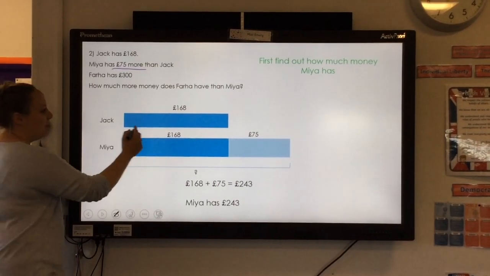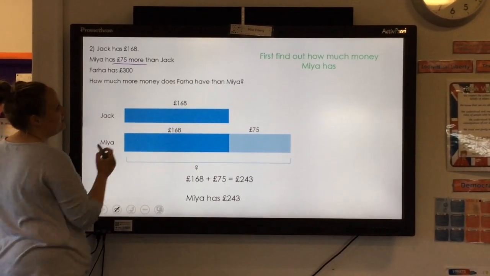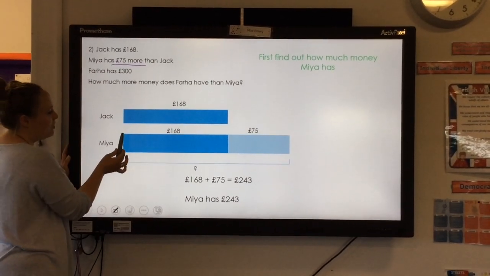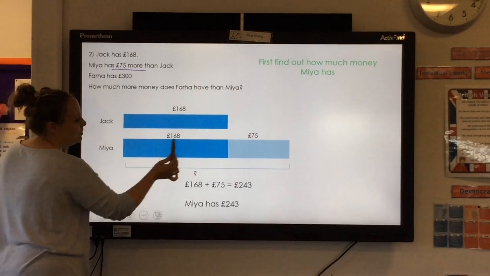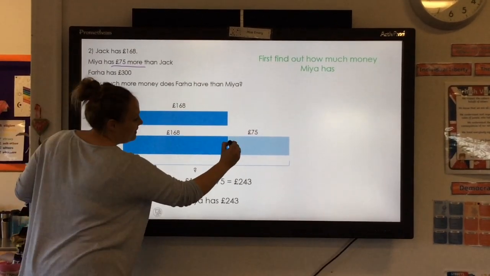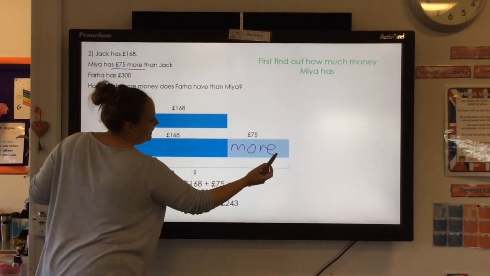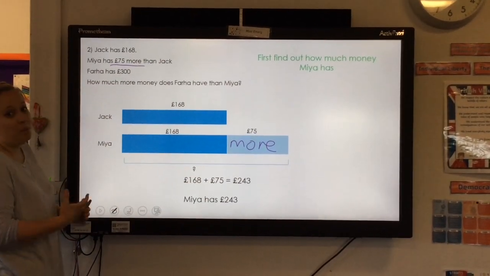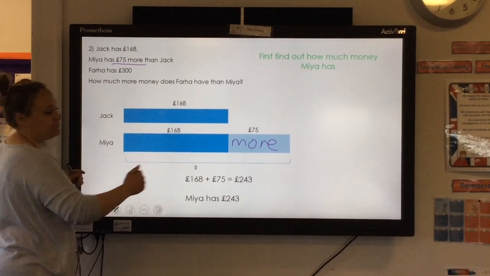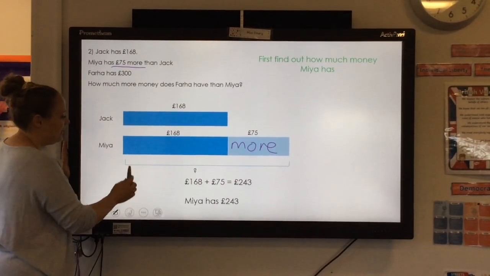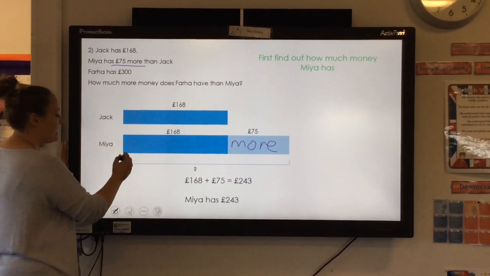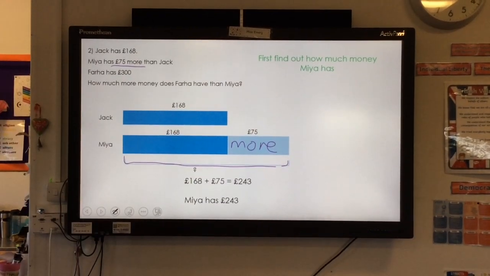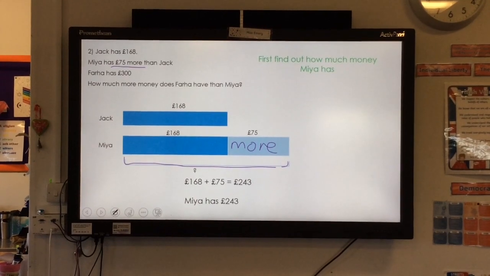So this bar represents Jack's money, £168. This bar represents Maya's money. We've got the £168 that is equal to Jack and the £75 more. This part here shows us how much more money. And we know she's got more money because the bar's longer. So, in order to find out how much money Maya actually has, we need to put these two amounts together. We need to do 168 add £75.